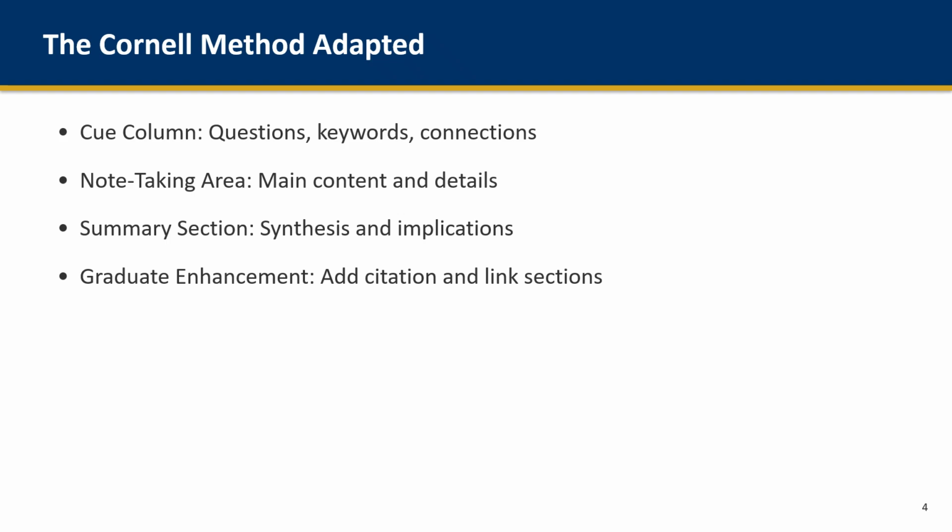Second, add a link section where you note connections to other sources, your own ideas, or questions for further exploration. This transforms your notes from isolated records into nodes in a growing knowledge network. The Cornell method is particularly effective for seminars and lectures where you need to capture content in real time while also reflecting on its significance.